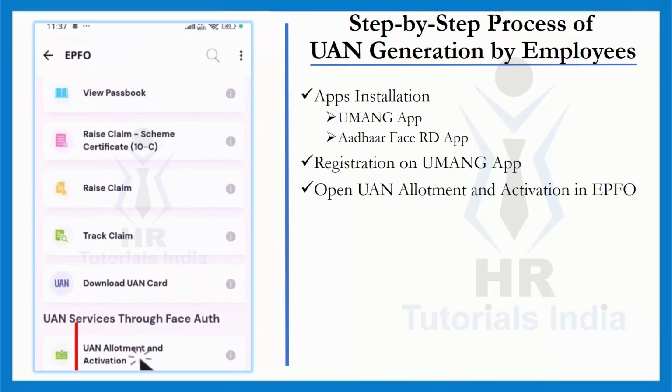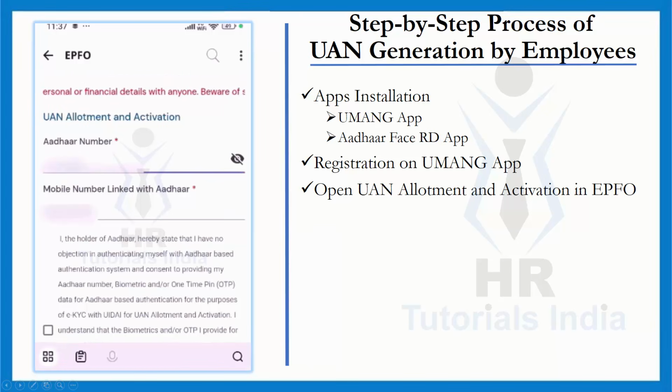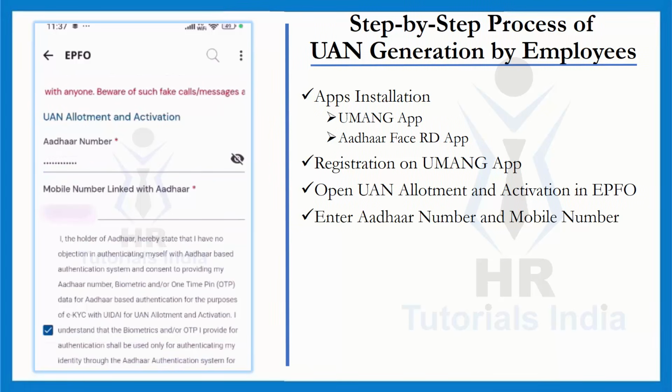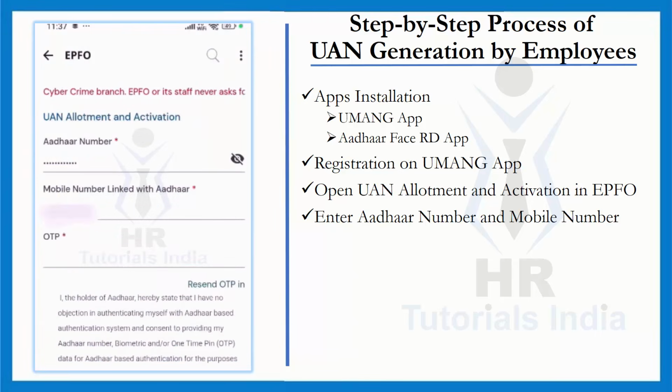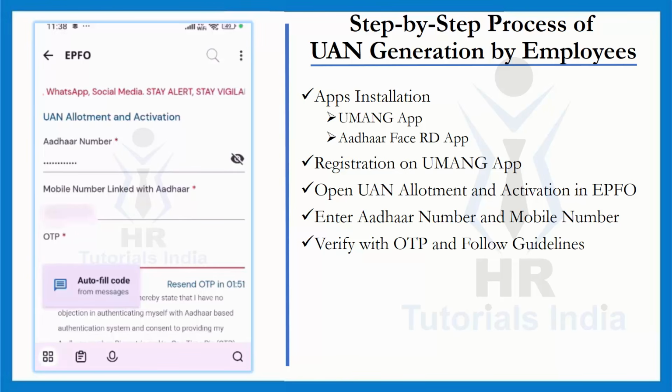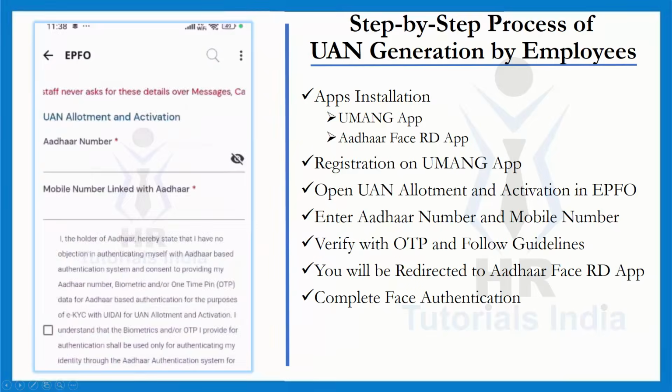After login, search for EPFO in the UMANG app and select the UAN allotment and activation option. Then you will be directed to UAN allotment activation. Here you need to enter your Aadhaar number and mobile number linked with the Aadhaar to proceed further. Now you need to enter the OTP and follow the on-screen instructions carefully. After OTP verification, the app will automatically direct you to the Aadhaar Face RD app for facial verification. Here you can see that before your face scan, you need to read and understand the guidelines for face authentication. After reading, click on OK.